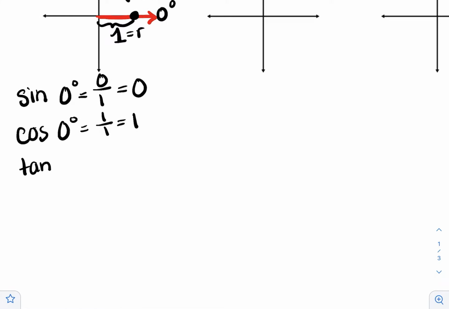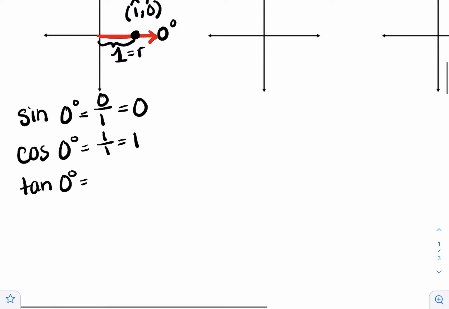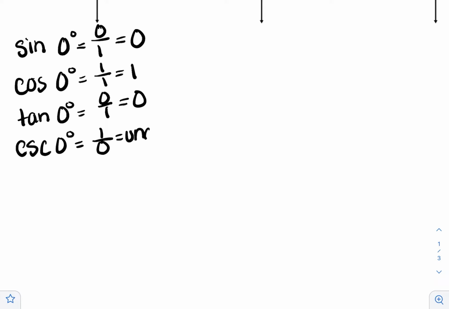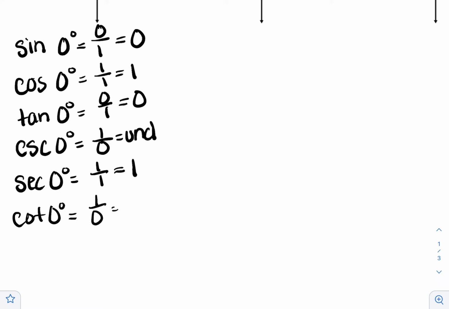The tangent of 0 is y over x, so 0 over 1, which is again 0. And then we can take the reciprocal. So the cosecant of 0 is the reciprocal of sine, and so we're going to get 1 over 0. But anytime you get 0 in the denominator, it's undefined. Then we have the secant of 0, which is going to be the reciprocal of 1. 1 over 1 is still 1. And the cotangent of 0 is going to be 1 over 0, which is again undefined. So cosecant and cotangent are undefined here.